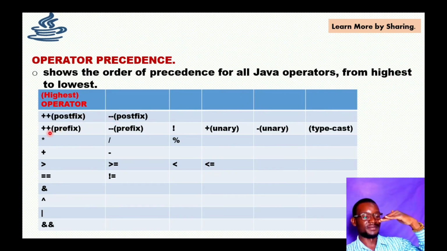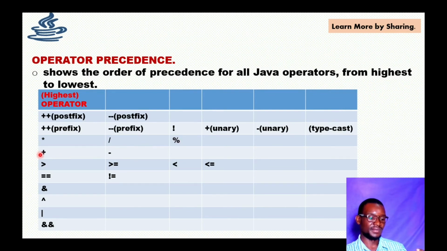Okay, the prefix increment and the prefix decrement will come second. The not will also come second. The unary addition will also come second. The unary subtraction will come second. And if you have some casting in your statement, it will come second. And then multiplication will follow. Multiplication, division and modulus are at the same level, the third level.